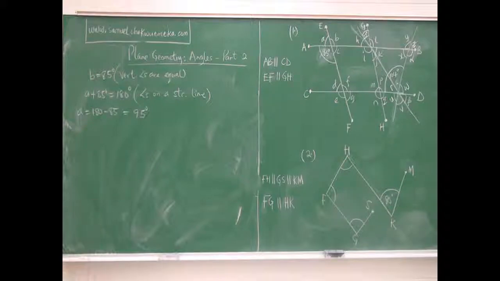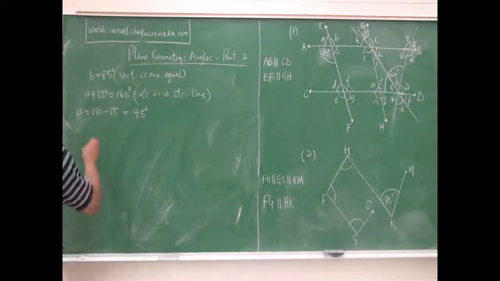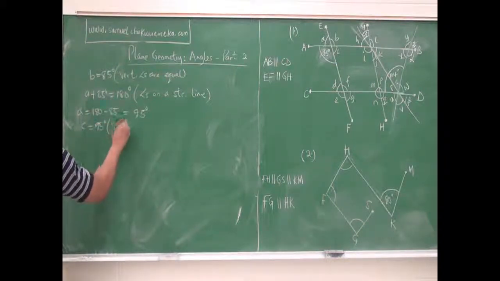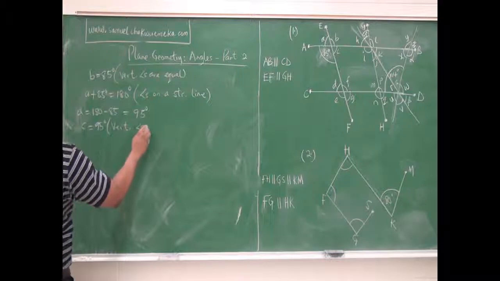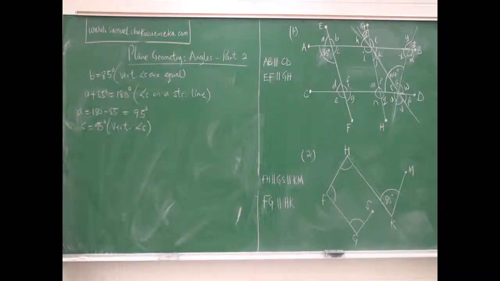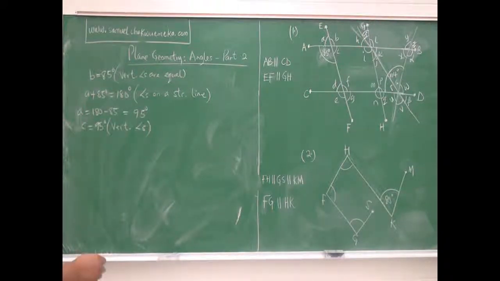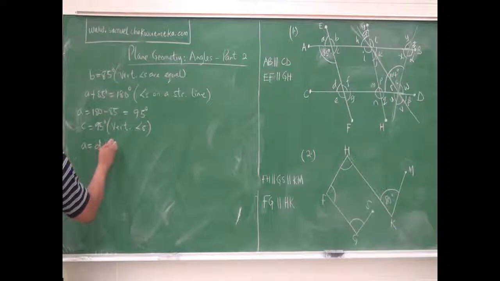Are you with me? So C is also what? 95 degrees. Reason, vertical angles are equal. Okay? Or we can just say vertical angles. Then A is equal to D, equal to 95 degrees.